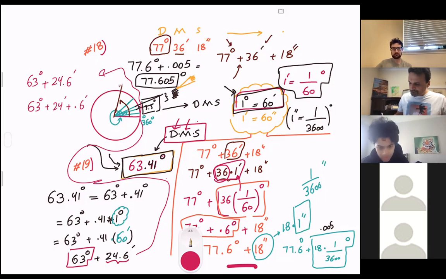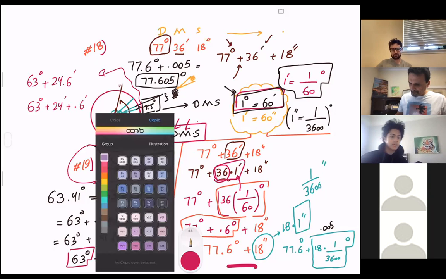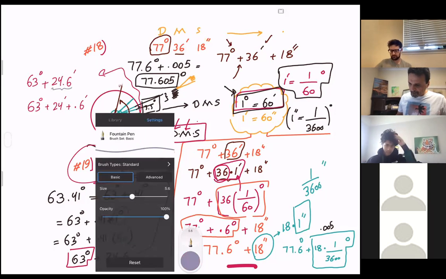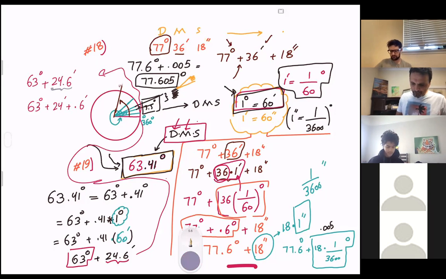So instead of 24.6, I put 24 plus 0.6. So now this is a whole number, this is a whole number. Both of them are lovely, we understand it. What about 0.6 minute?